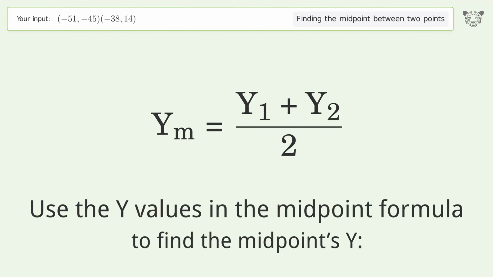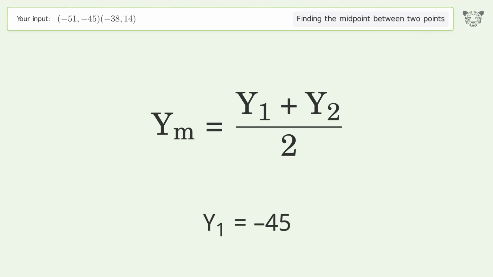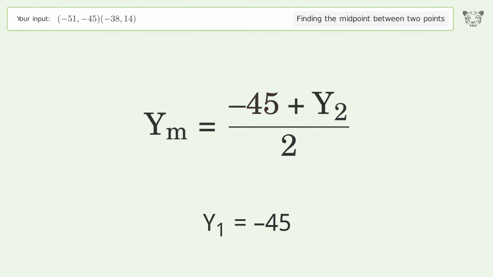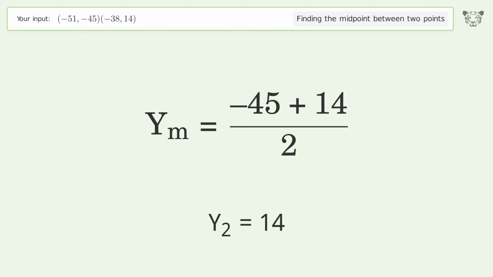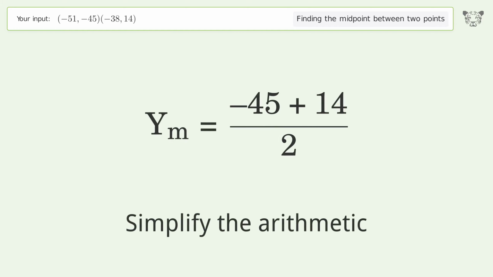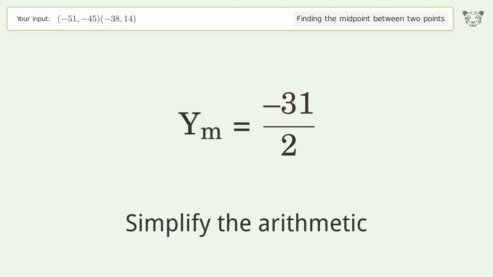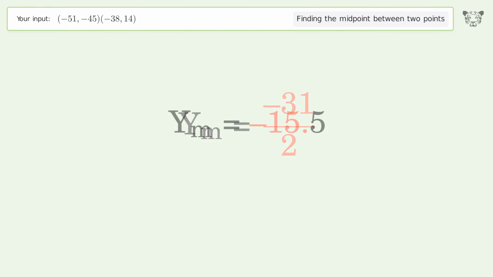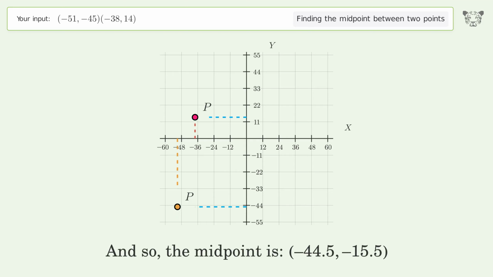Use the y values in the midpoint formula to find the midpoint's y. y1 equals -45. y2 equals 14. Simplify the arithmetic. And so, the midpoint is -44.5, -15.5.